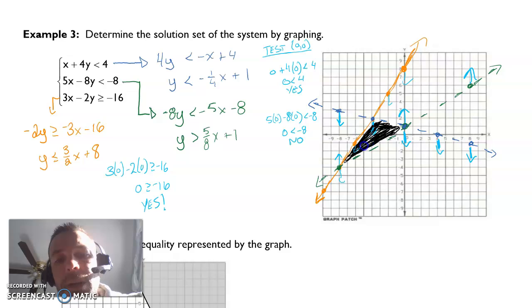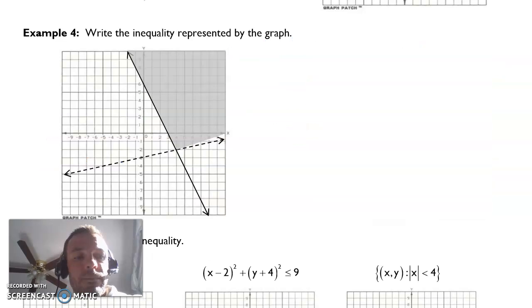On the orange line would be good. On the green line or on the blue line would not. All right, take the next few minutes to go ahead and give example 4 a try. This time the graph is there. You have to try to write the inequalities.